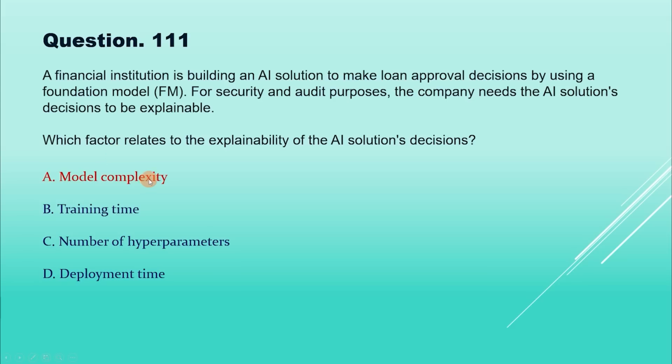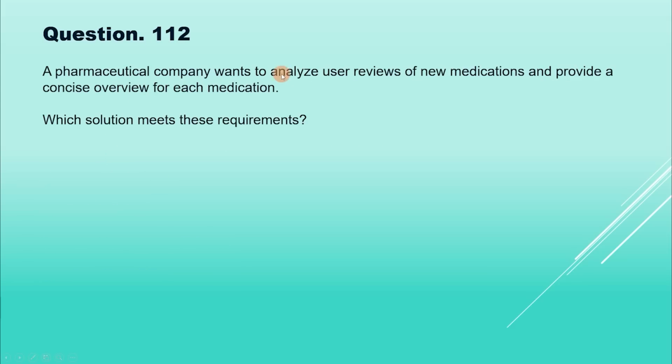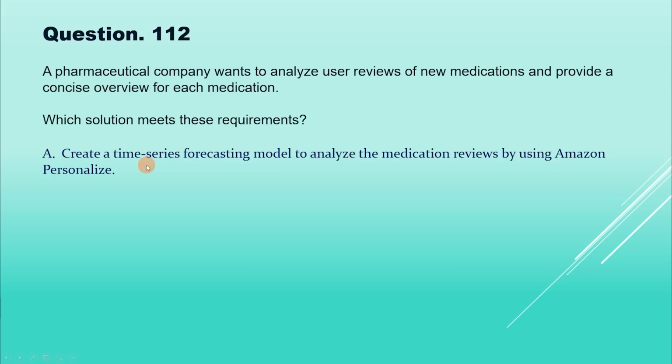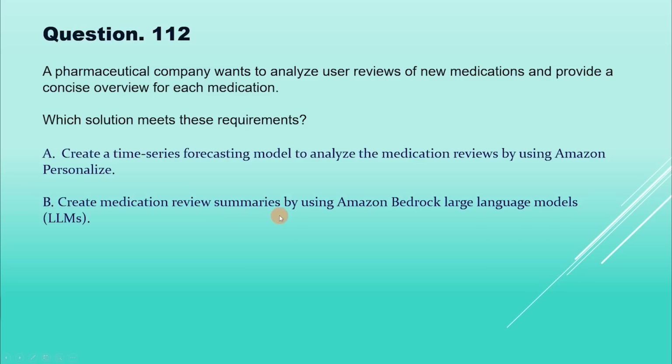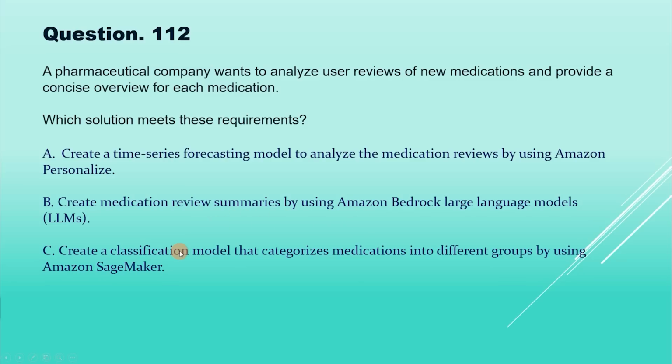Now question number 112. A pharmaceutical company wants to analyze user reviews of new medications and provide a concise overview for each medication. Which solution meets these requirements? Here are the options. Create a time series forecasting model to analyze the medication reviews by using Amazon Personalize. Create medication review summaries by using Amazon Bedrock large language models. Option C. Create a classification model that categorizes medications into different groups by using Amazon SageMaker. Option D. Create medication review summaries by using Amazon Rekognition.